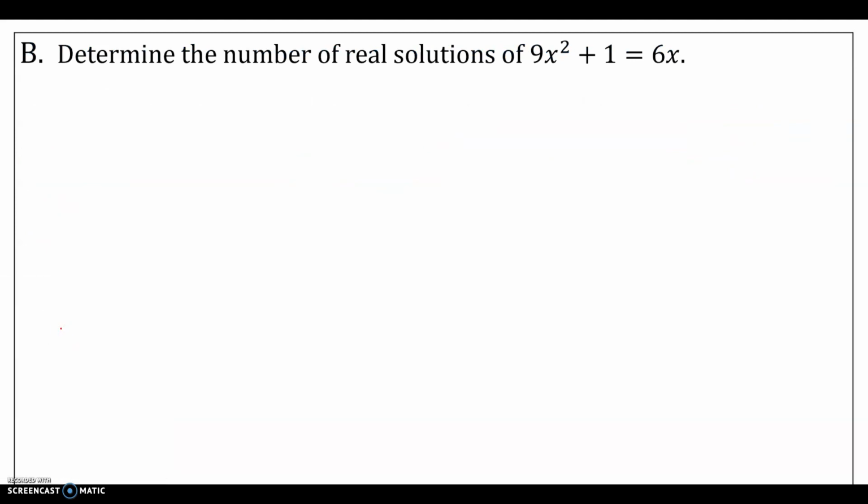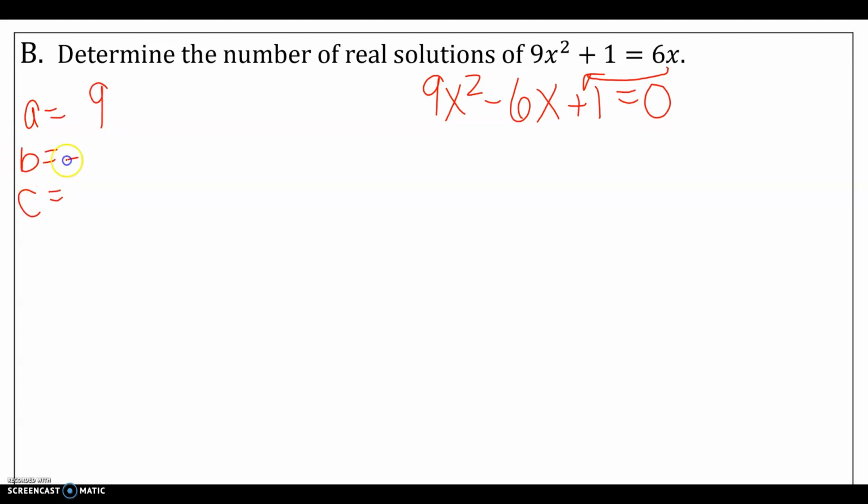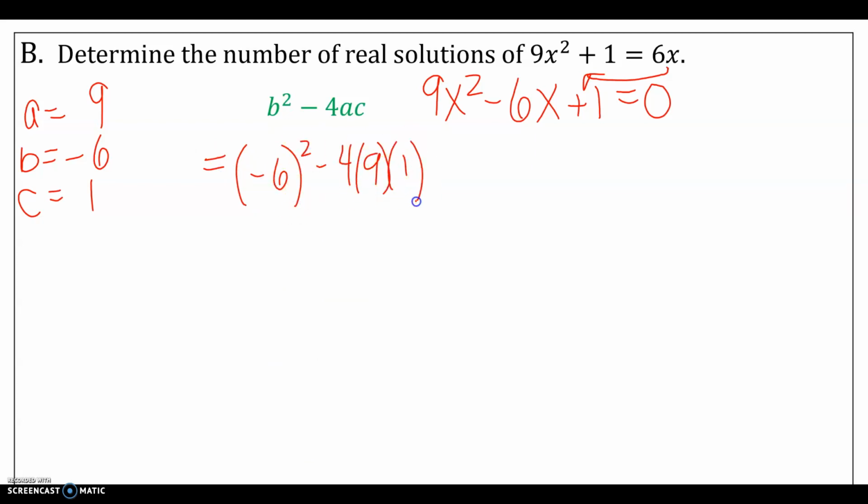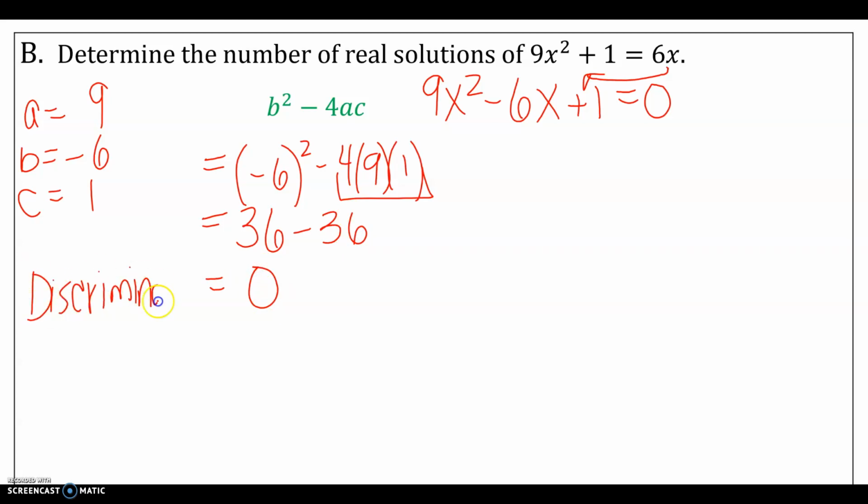All right, so obviously not in standard form, so we're going to move this over. So 9x squared minus 6x plus 1 equals 0. Let's write down a, b, and c. So a is 9, b is -6, and c is 1. Write down our discriminant. Plug in our numbers. Okay. Keep going, following PEMDAS. And obviously, when we combine those, we get 36. Oh, looks like we get 0. So this is the discriminant.